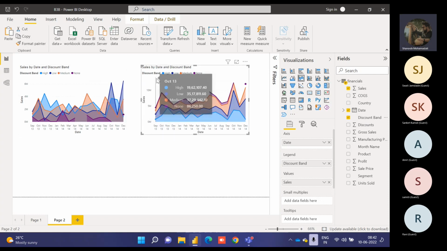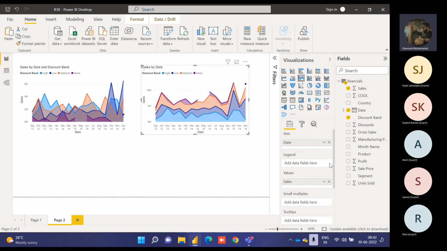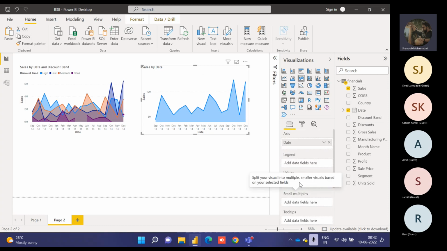And if you see here, for the stacked version, you don't have the secondary values. If you remove this, still you won't have the secondary value option. Clear till here? The three charts, right?